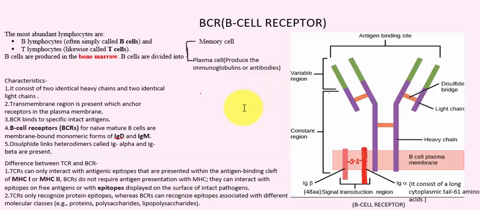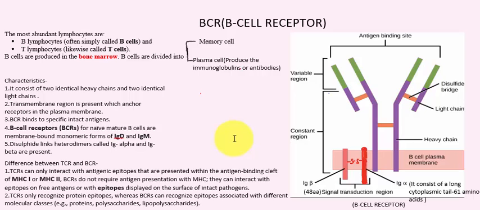So this is all about the BCR. Let's summarize this once again. BCR is the receptor found in the membrane of the B cell. B cells are produced in the bone marrow. They are divided into memory cell and plasma cell. Plasma cell is responsible for the production of the antibodies, and the BCR structure consists of two heavy chains and two light chains. It consists of a heterodimer region with alpha and beta chain, and the long cytoplasmic tails help in the signal transduction region.